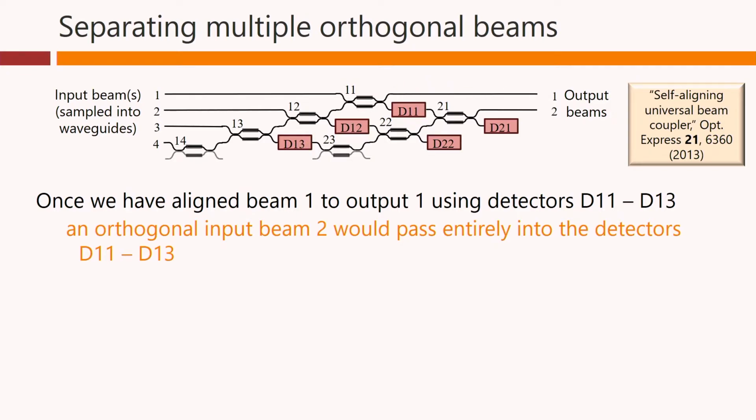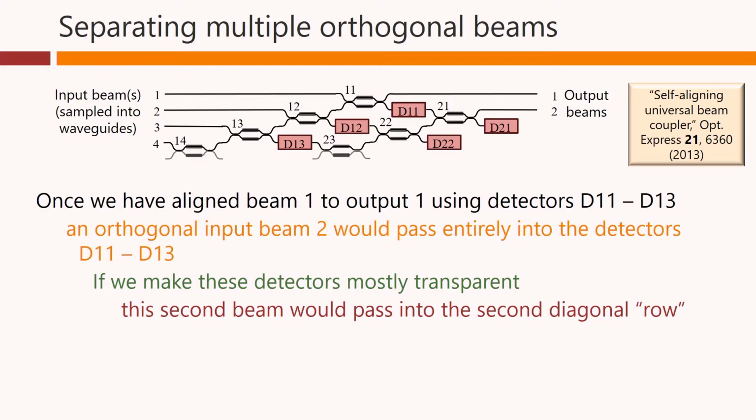That is, if at the input, instead of the vector of amplitudes we originally shone in, that we used to align all of that power to this output, if we shone in a vector of amplitudes that was mathematically orthogonal to the first one, none of it would appear out here. And indeed, if it did, it would violate the second law of thermodynamics. So all of the power in this second beam now will actually pass into these detectors.